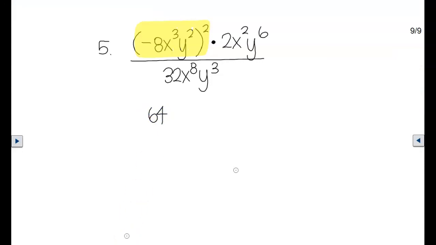And then we will use that power to a power rule and multiply our exponents. So x will be to the 3 times 2 power, and y will be to the 2 times 2 power. The rest of this problem will just move down.